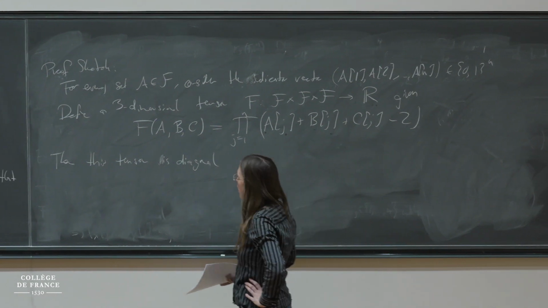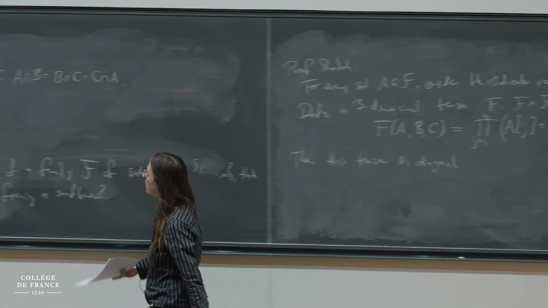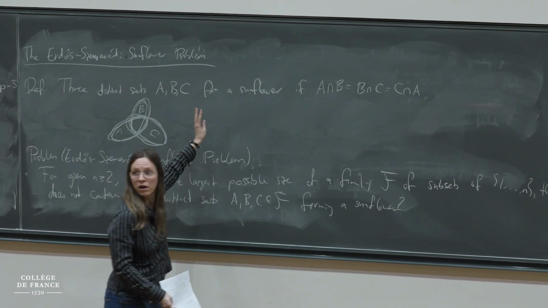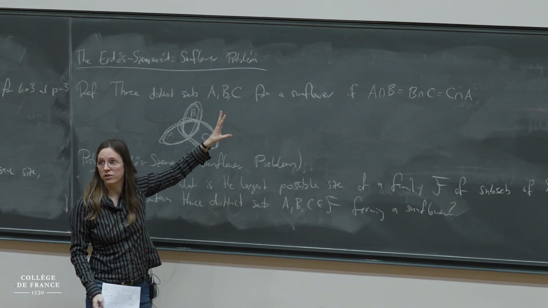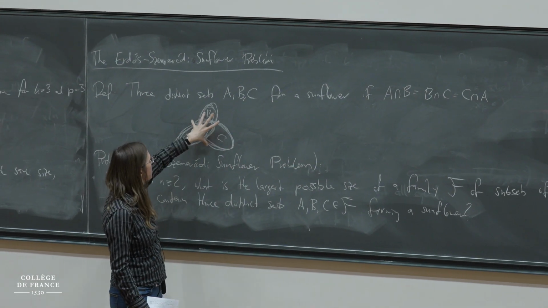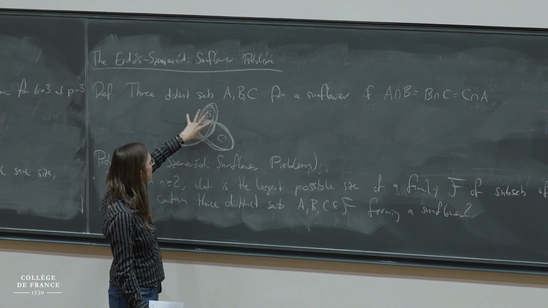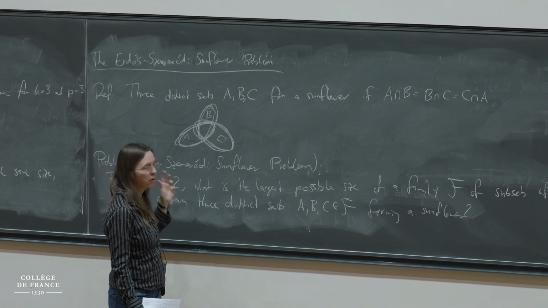So why is that? If A, B, C are distinct, they don't form a sunflower, right? Because F doesn't have sunflowers in it. So that means they don't form something like this. Something like this meant that elements are in 0, 1, or 3 of the sets.